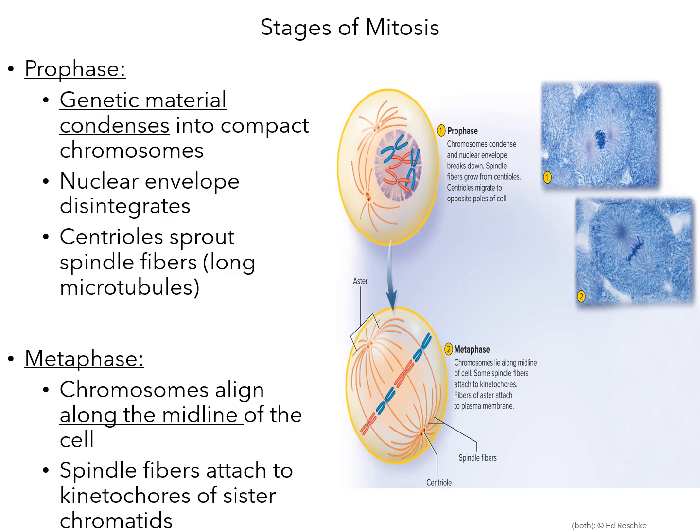Now let's look at each of the stages of mitosis. The first is the prophase. So this is the prophase, and you can see during prophase, the nuclear envelope starts to disintegrate, and the genetic material is present as chromatin threads. These chromatin threads start condensing. So now they are condensing into compact chromosomes.